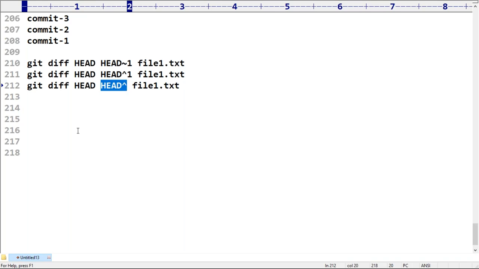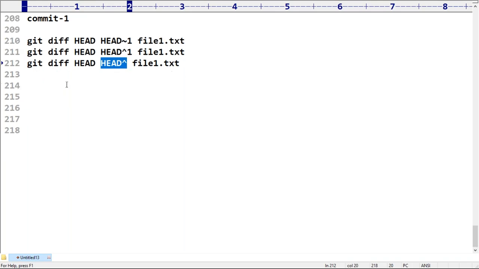Okay. Now, Ashutosh, observe this. My requirement is between two commits. I want to compare all the files. Compare all files between two commits.